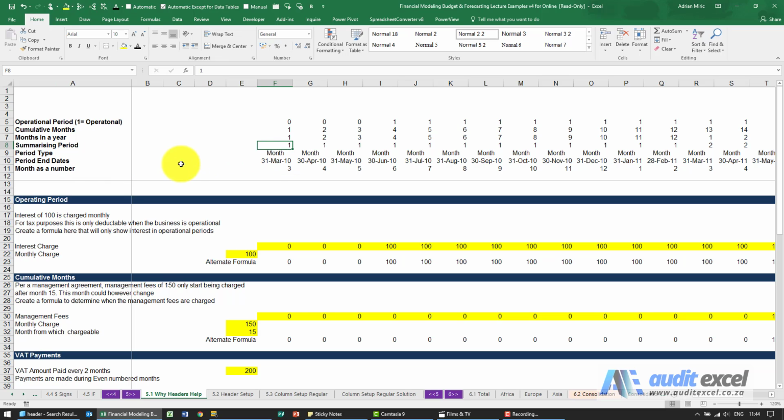We've got the period end dates. So you'll see we've actually got dates here. And then we've even got the month as a number. So that's 31st of March 2010. What month is it? It's month 3.